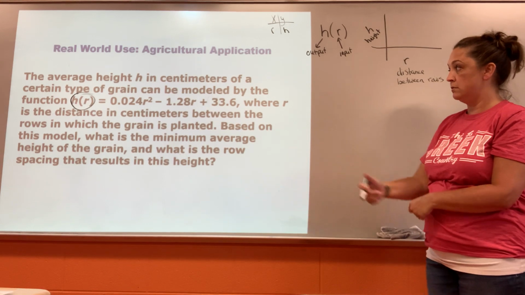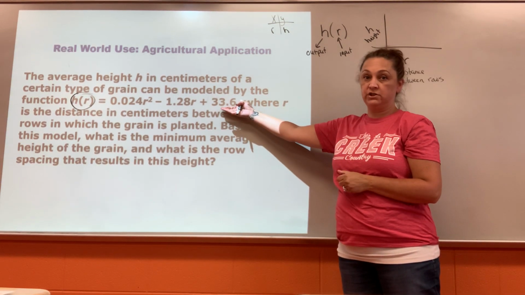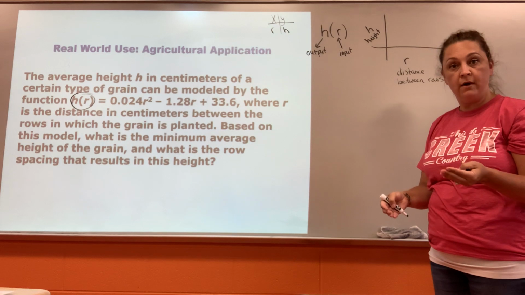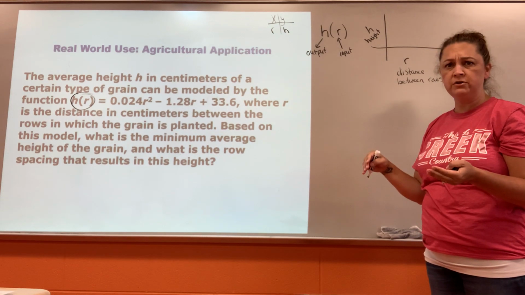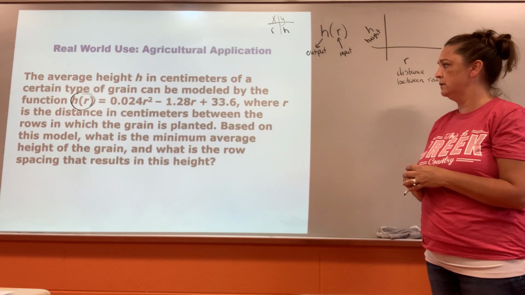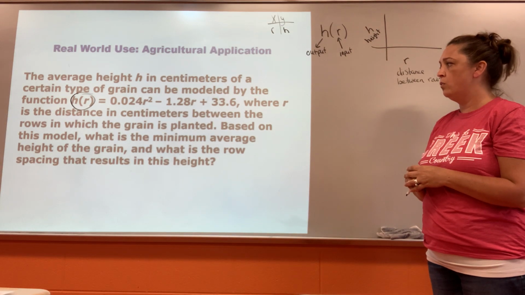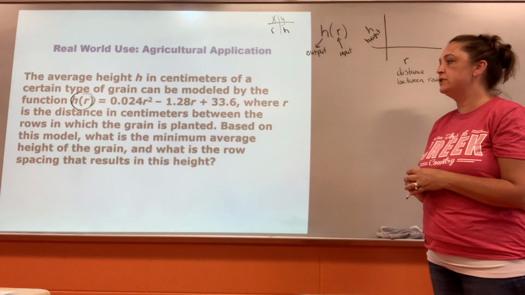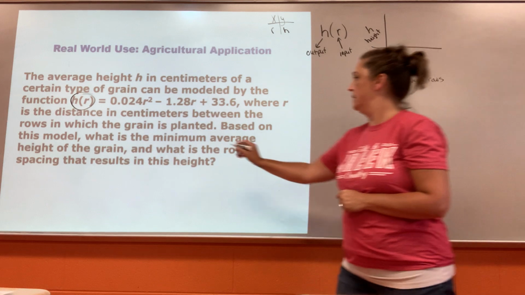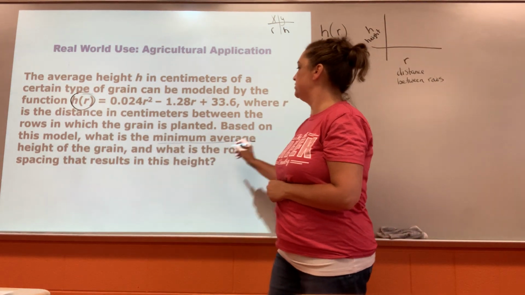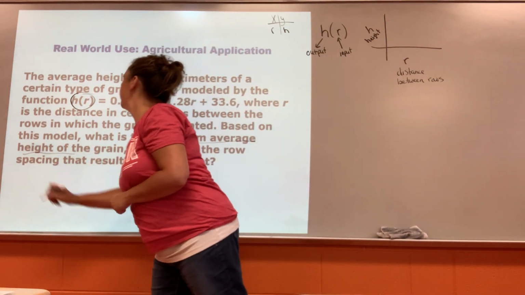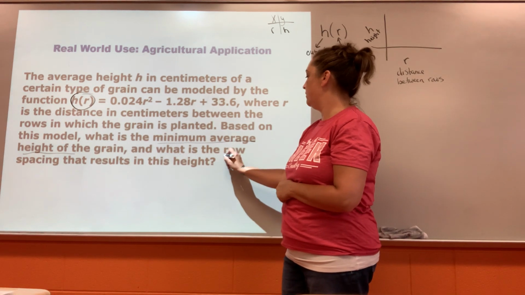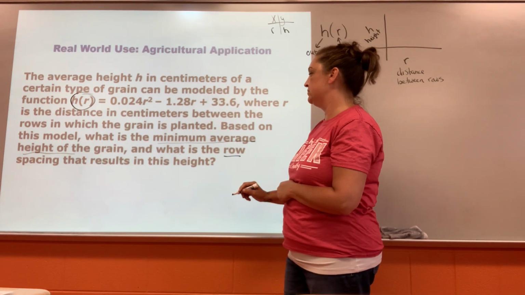They give you a quadratic function. You know how to graph those. Those are some funky numbers, but you know how to graph that. Based on this model, what's the minimum average height? That's the question. Minimum average height. And the row spacing that results in this height.